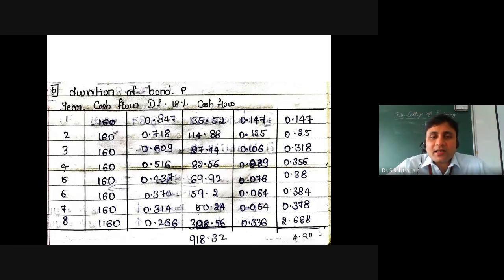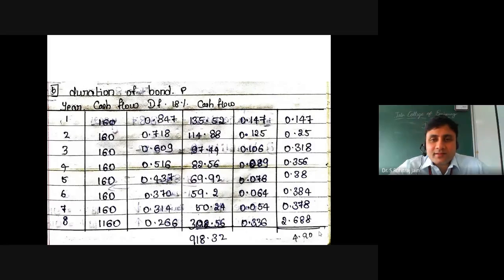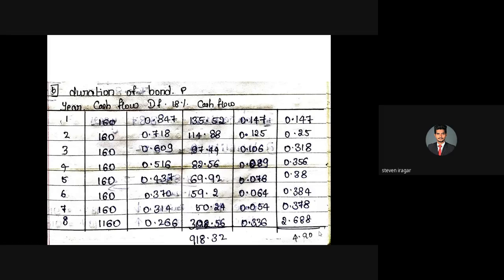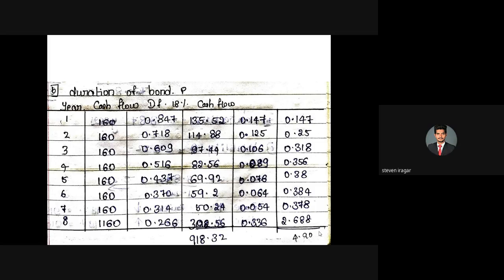Any volunteers? How do I get the sixth column value? How do I get 0.125? 160 into 0.147? No, sir, year column into fifth column. Year column multiplied by the fifth column. Correct, no?